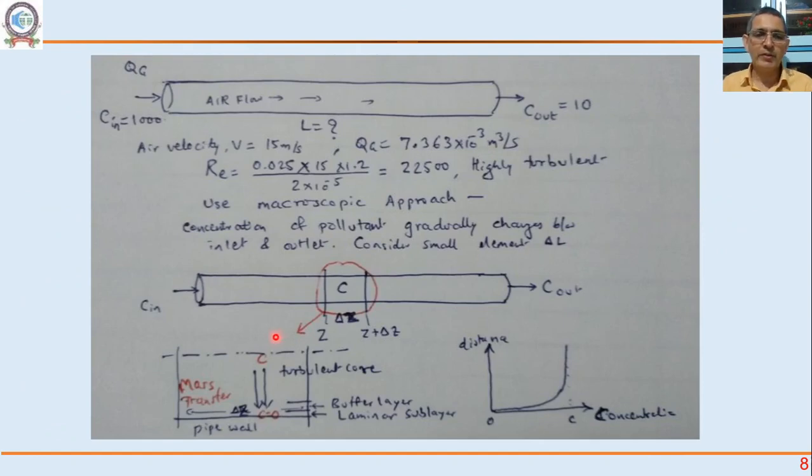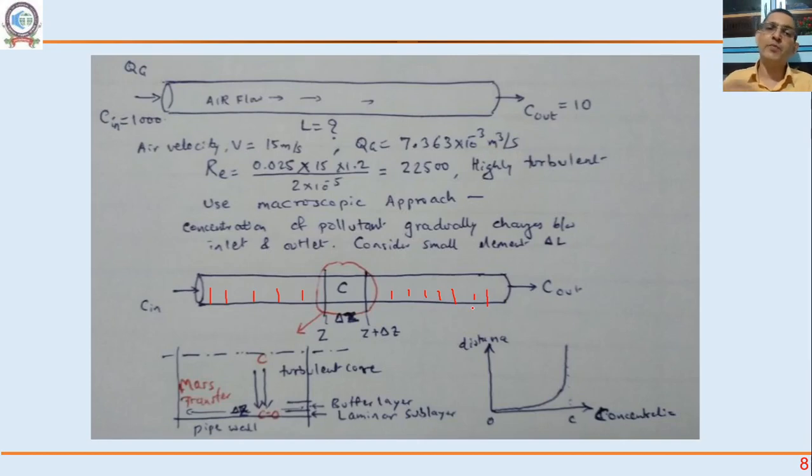Okay. Think about this concept now. Imagine that the incoming concentration is 1000. After some distance it becomes 900, 800, 700, 600, 500, 400, 300, 200, 100, and so on, down to 10. So if you think about the driving force, it is 1000 minus 0 here. Somewhere it is 900 minus 0, somewhere 800 minus 0, 700 minus 0, 600 minus 0, 500 minus 0, 400 minus 0, 300 minus 0, 90 minus 0, 80 minus 0, 70 minus 0.